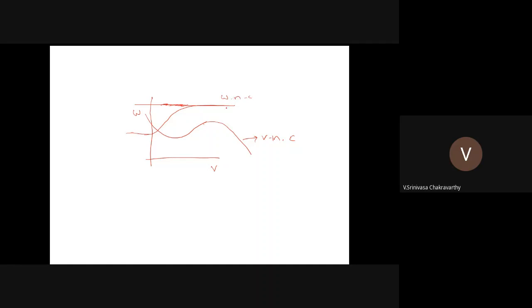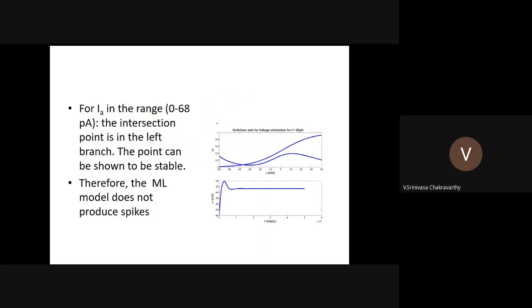So now again, just like last time, you can find out the fixed points, find out where it is intersecting, do stability, and analyze the behavior. So let us see that. In this case, for external current in the range of 0 to 68, the intersection point is in the left branch. So here also you can divide the V null plane into left branch, middle branch, and the right branch.